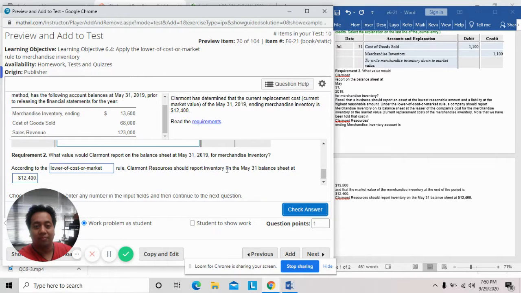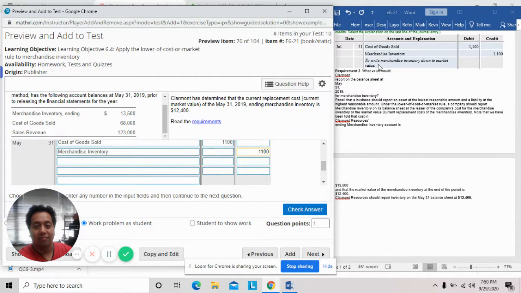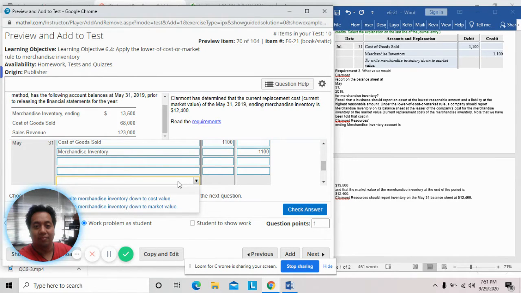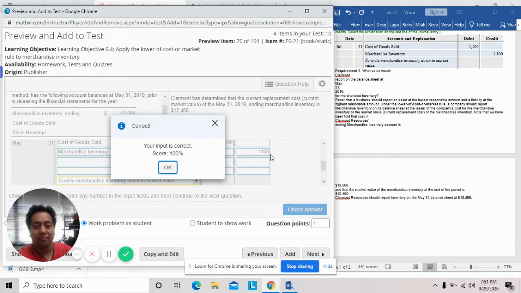Let me see what's missing here. Oh, one more thing, the explanation. You always need that for every journal entry. In this case, the purpose of this journal entry is to write merchandise inventory down to the market value. That is here, and that should be it.